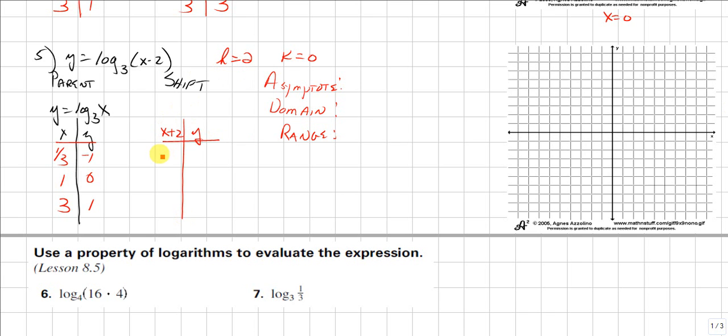So 1/3, I would have 2 and 1/3. 1 I would have 3, 3 would have 5. The y value would be negative 1, 0, and 1. They didn't change. The asymptote's going to move to my h value because it's a logarithm, so the asymptote is going to be x is equal to 2. The domain would be x greater than 2, and the range would be y is equal to all real numbers. Let's go ahead and put the asymptote on the graph.